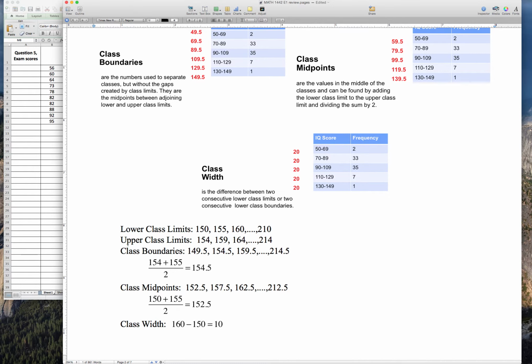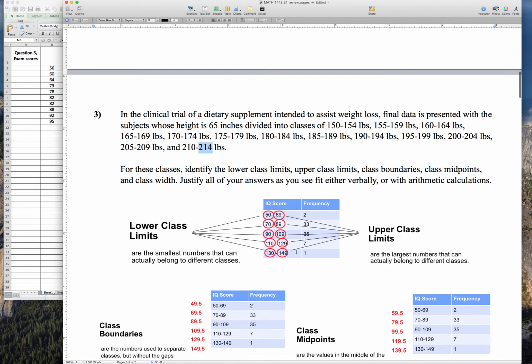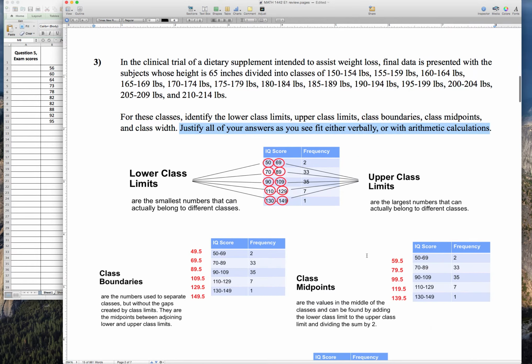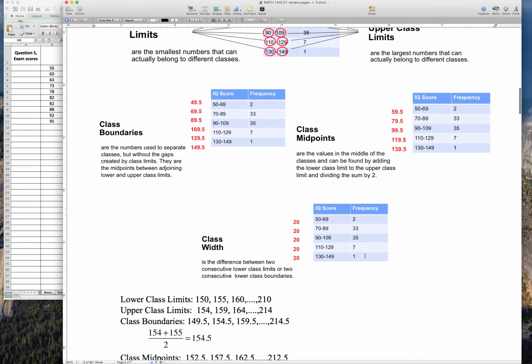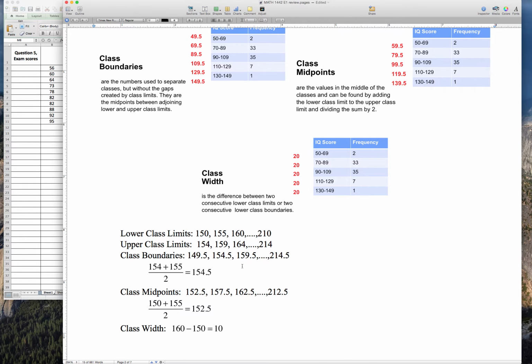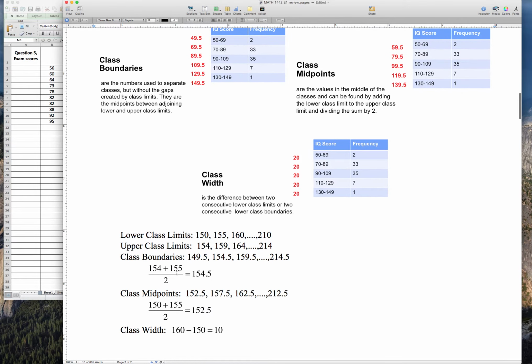So here's the lower class limits, here's the upper class limits, here's the class boundaries. It does say in the question to justify your answers either verbally or with arithmetic calculations. That may not necessarily be necessary on the test. But anyway, this is kind of what I was talking about.